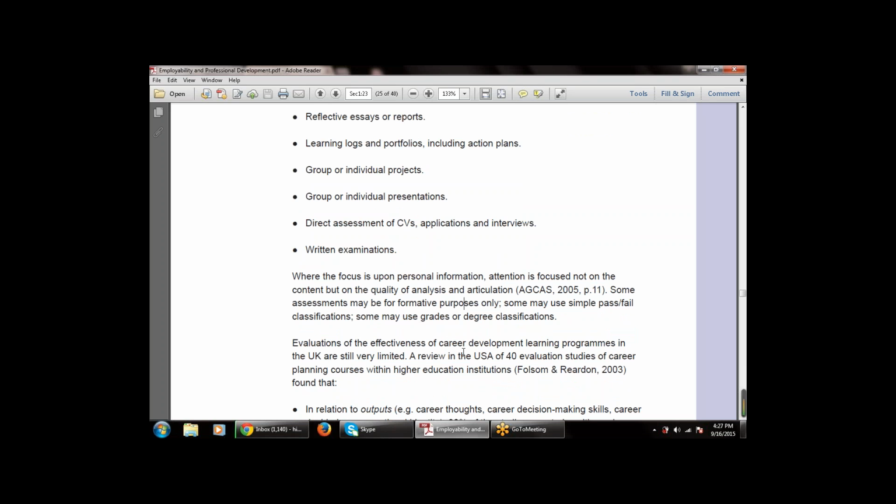So these are the various forms of assessment that can be used, where the focus is not on the content but on the quality of the analysis and the articulation.